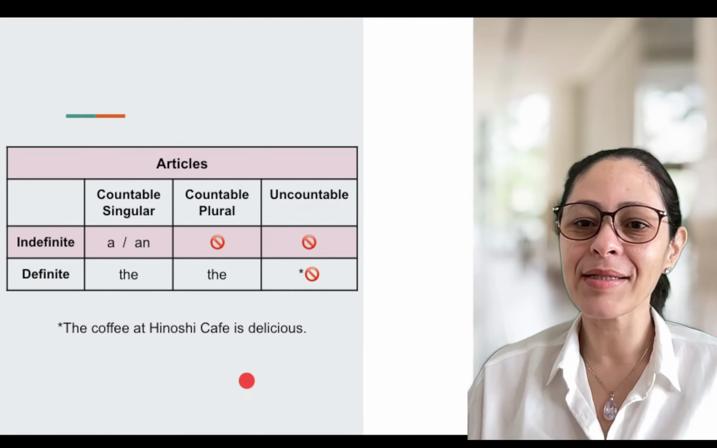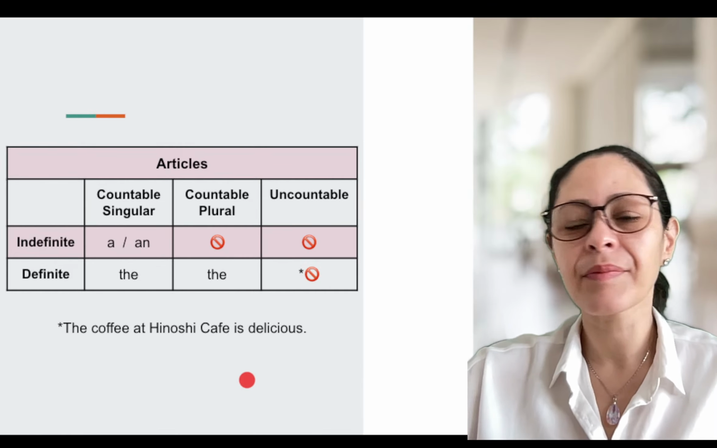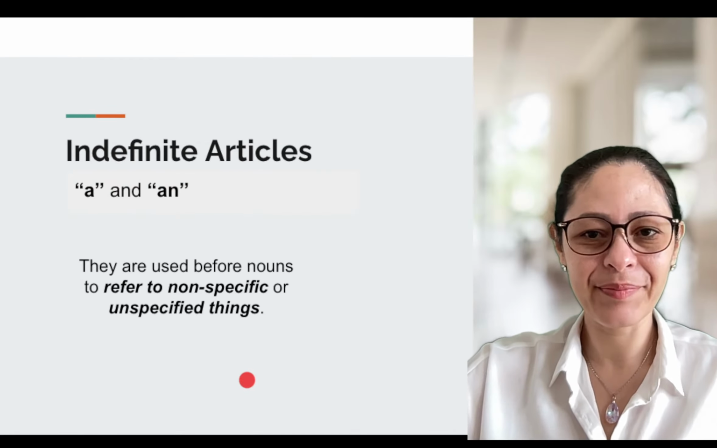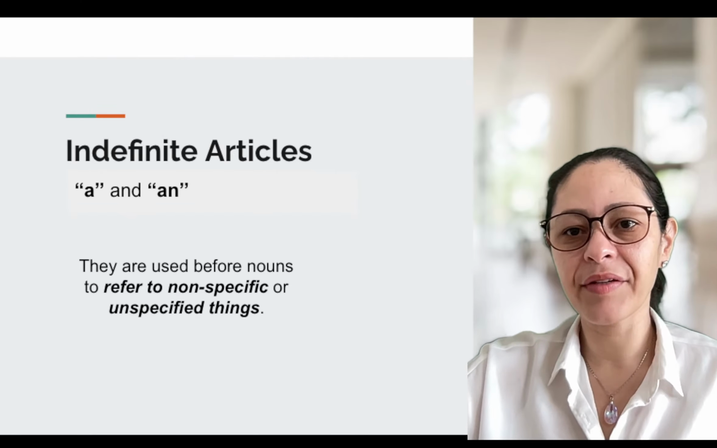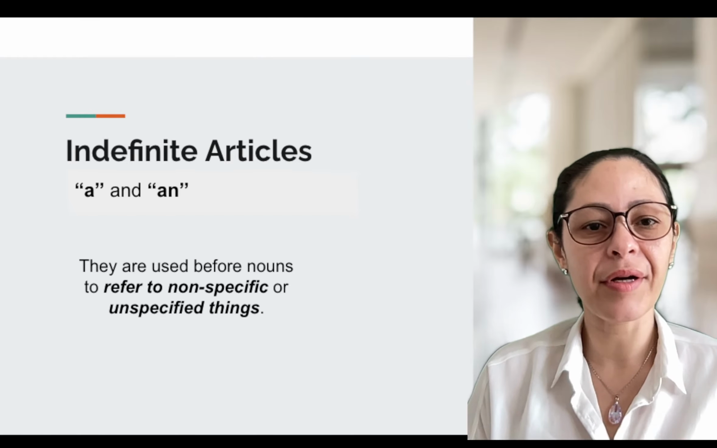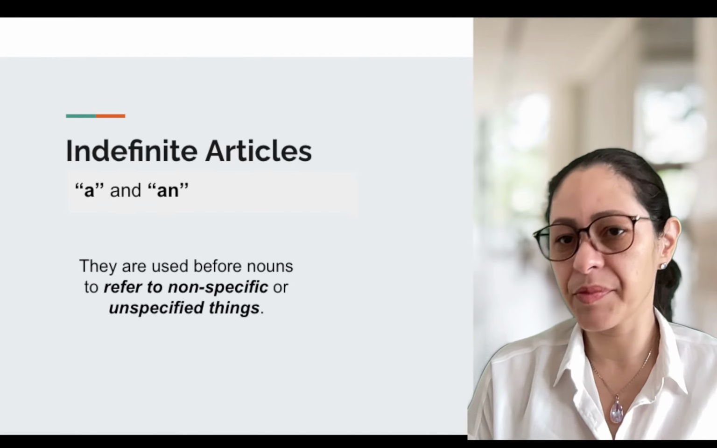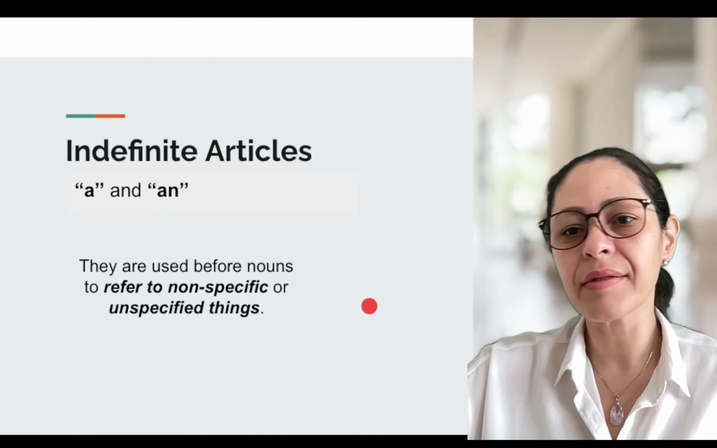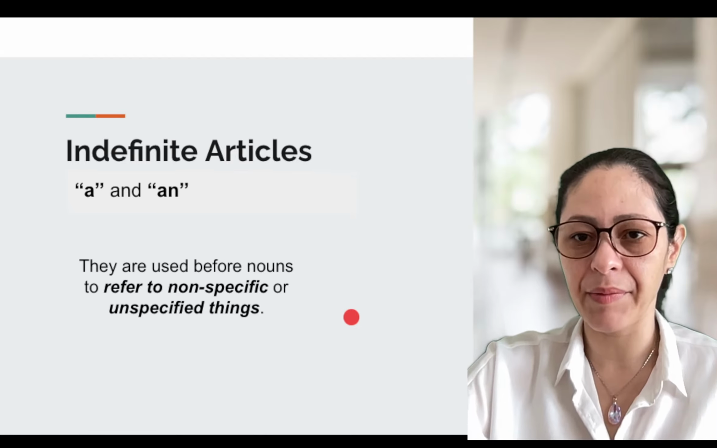Well, now let's check out the rules in general for using these articles. Let's get started. The first thing, we're going to start with indefinite articles, okay? And we use the indefinite articles, a or an, when our noun lacks specific details, for non-specific or unspecified things, when we are giving a general idea of something.